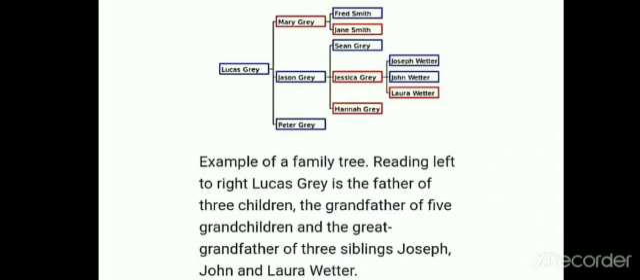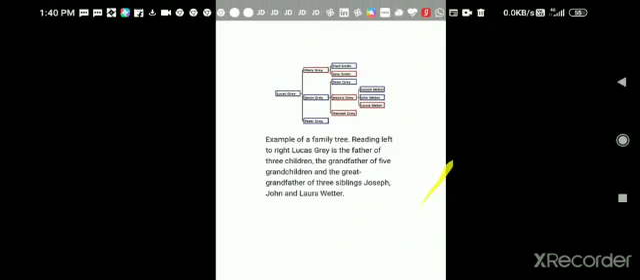And children of Mary Gray are Fred Smith and Jane Smith. And children of Jason Gray are Sean Gray, Jessica Gray, and Hannah Gray. And children of Jessica Gray are Joseph Vetter, John Vetter, and Lara Vetter. So from this you can see how the relationship between your ancestors and your relatives are interconnected. This is the example of a family tree.